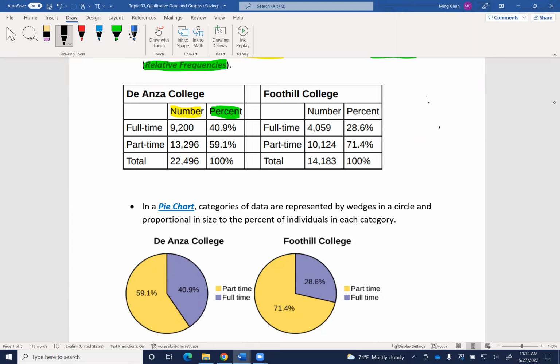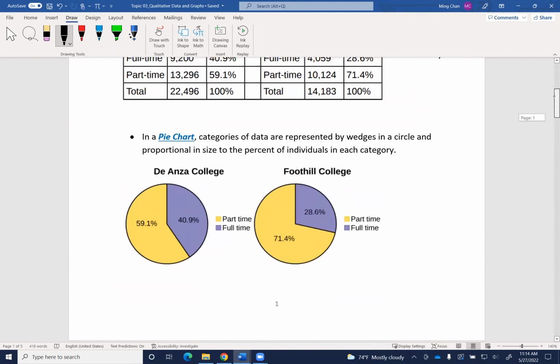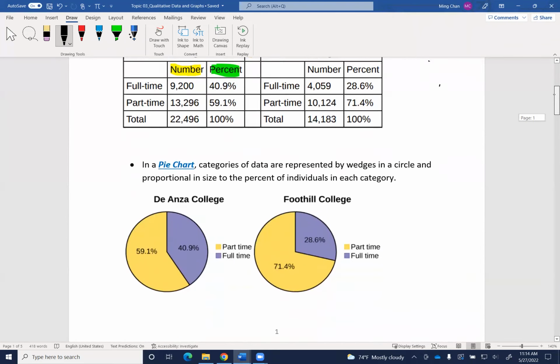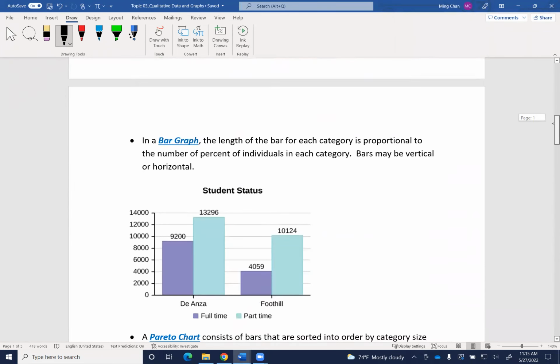In the pie chart, we want to make sure these wedges are actually proportional in size to the percent of individuals in each category. This percent can be found by simply taking the frequency, the number, divided by the total, then times 100. We'll do an example like that in a minute. There's another one I want to show you as well. So pie chart, a very good display for qualitative data.